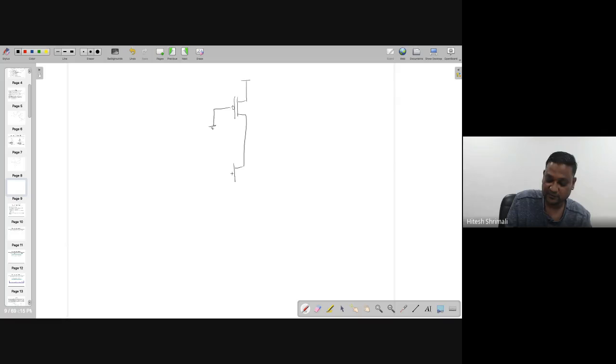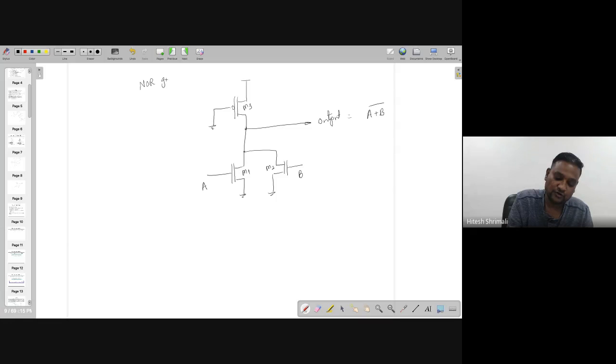Referring to this particular circuit here, let's assume that I'm making a NOR gate. This is M1, M2, and this is M3. And this is the output. If I'm giving A here and B here, the output is equal to (A or B) bar, meaning it's a NOR gate, using the pseudo-NMOS logic gate technique.